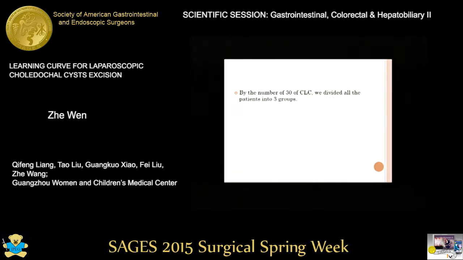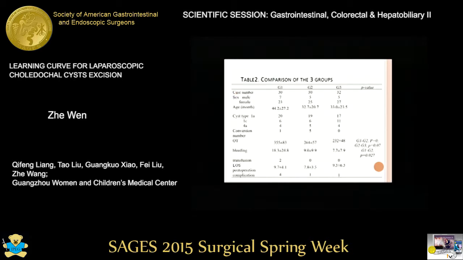By the 30-case CLC, we divided all the patients into 3 groups. There is a significant difference between the periods before and after the CLC in operating time and blood loss. And it is very interesting that conversion in group 1 was less than in group 2. It's 1 and 5.